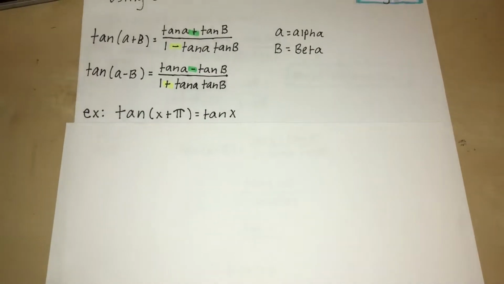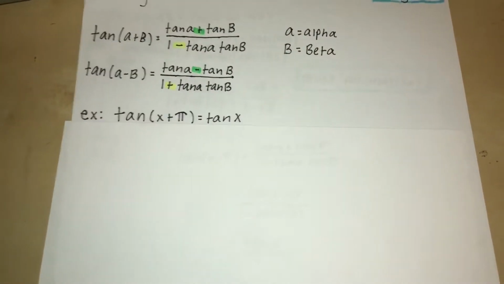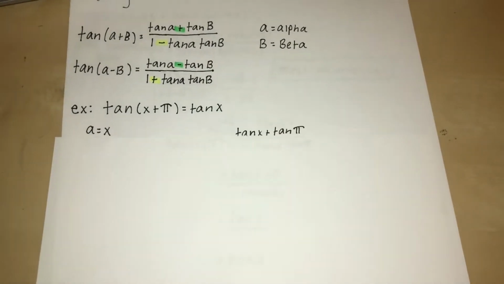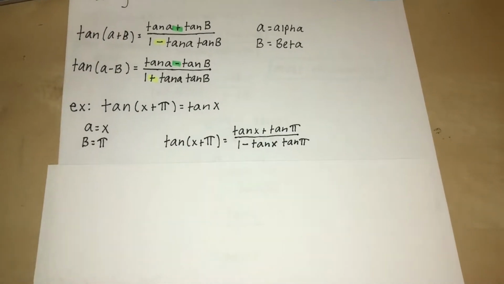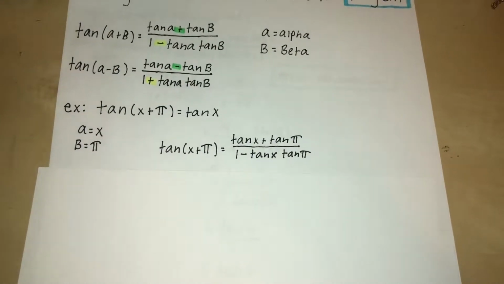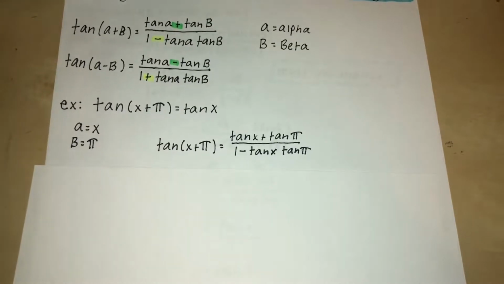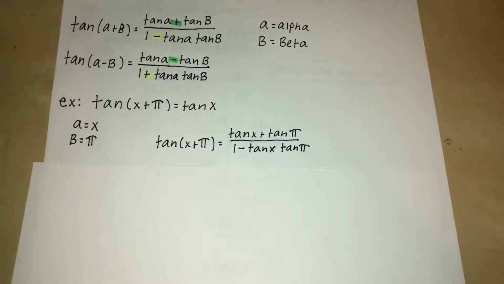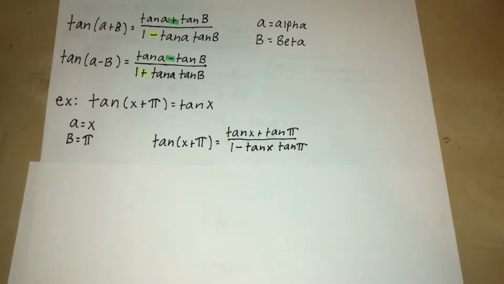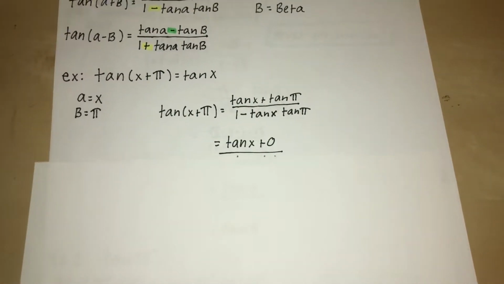So to start for our first example, we have tangent of x plus pi equals tan x. So to start off, you're going to plug that into your sum formula. So alpha will equal x, and beta will equal pi. So that'll turn into tangent of x plus tangent of pi over 1 minus tangent of x times tangent of pi. So then you're going to simplify that using the unit circle.